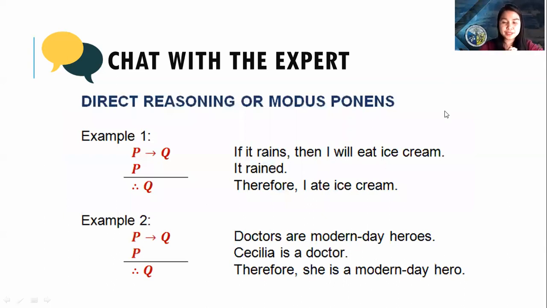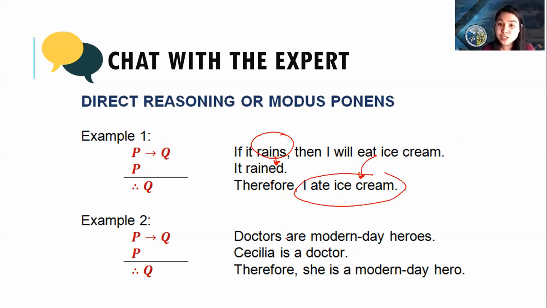Here's the argument for modus ponens. I'll do this one. Hope you can go with my technique, because this is how I work with it. If P, then Q. Example: if it rains, then I will eat ice cream. It rained, therefore I ate ice cream. That is a valid argument. Again, the second sentence must be based on the hypothesis, and the conclusion must be based on the first conclusion.